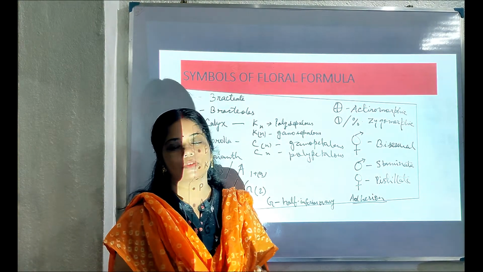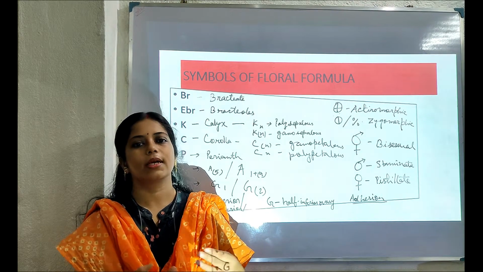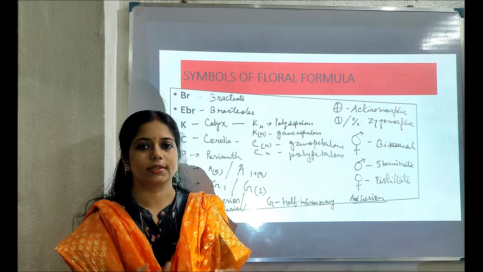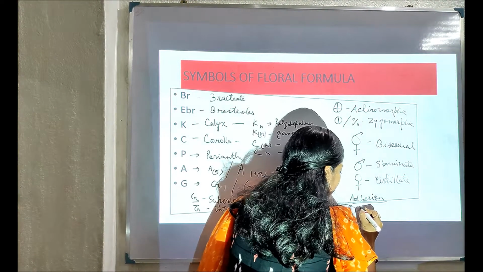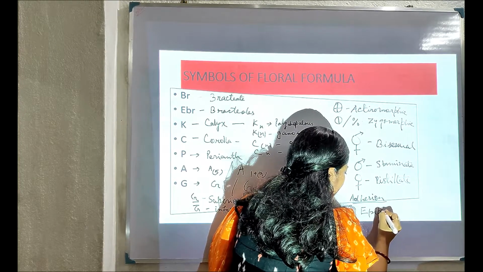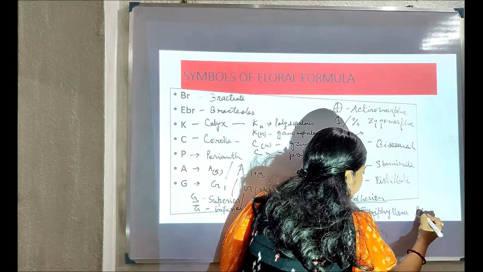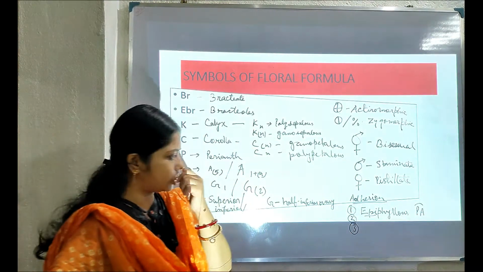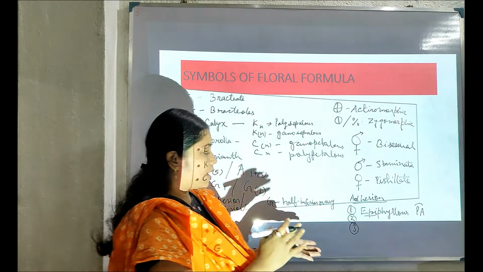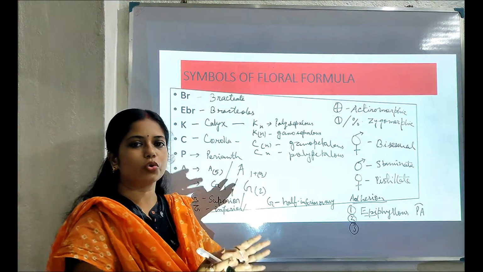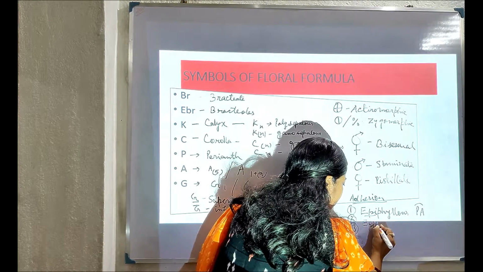Adhesion means the attachment of the floral members with other members, like attachment of the stamens with the petals, or attachment of the stamens with the sepals. There are three different types of adhesion. What are those? First, epiphyllous adhesion, that means the perianth is attached to the androecium. Perianth means sepals and petals fused together, and the androecium or the stamens get attached or fused to the perianth. Then it is epiphyllous.